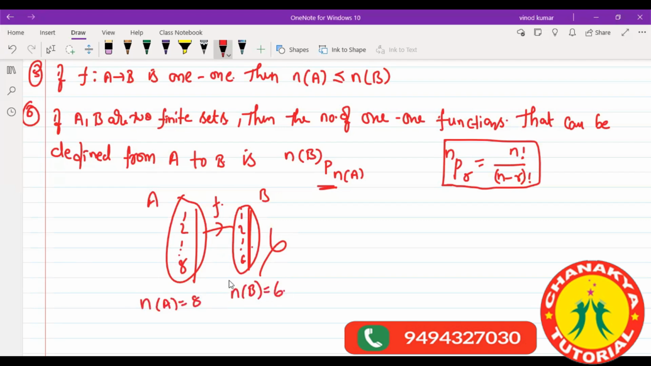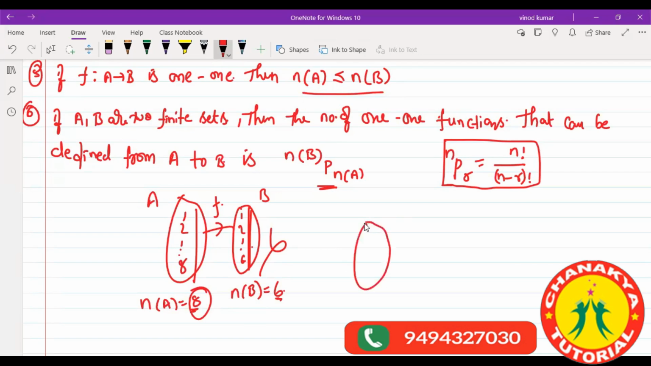Here n(A) equals 8, n(B) equals 6. By the definition of a function, each element in A is mapped with a unique element in B. Unique means only one element in B. But here n(A) is 8 and n(B) is 6, which is greater, so there are more elements. For a function we need n(A) less than or equal to n(B). But here n(A) is greater than n(B), so it is not a function. We cannot write a one-one function either.